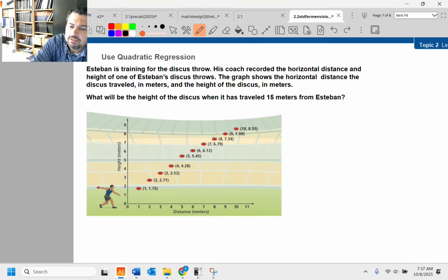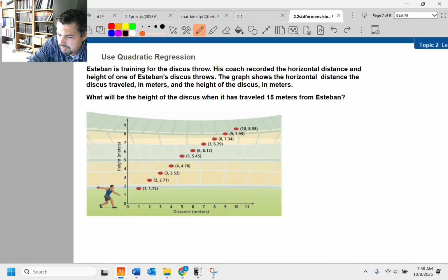All right. Esteban is training for the discus throw. His coach recorded the horizontal distance and height of one of Esteban's discus throws. The graph shows the horizontal distance the discus traveled in meters and the height of the discus in meters. What will be the height of the discus when it has traveled 15 meters from Esteban?